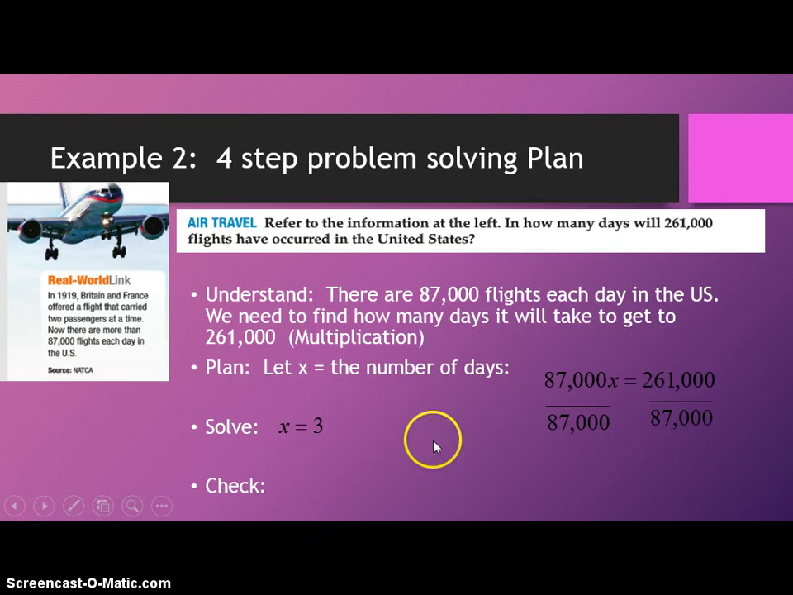And then we're going to check our work. So we're going to take our 3 and substitute it back into our problem. It looks like that. And when I multiply these two numbers together, I get 261,000. So it did work out.